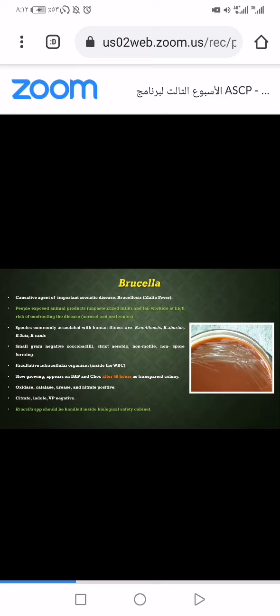طيب it's a positive agent of Malta fever. طيب it's exposed to, due to exposed to animal product like unpasteurized milk. واللاب worker نحن بالمختبرات we are at high risk of contracting the disease. Brucella, if you smell it, you will get infected inside the lab. That's why if you suspect Brucella, you should cover the edge of the blade with wax, paraffin wax.